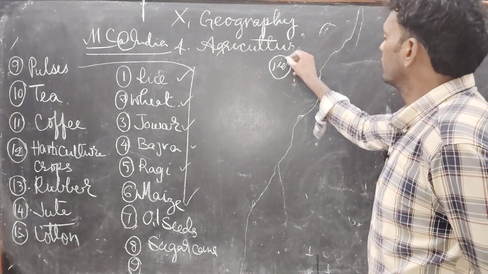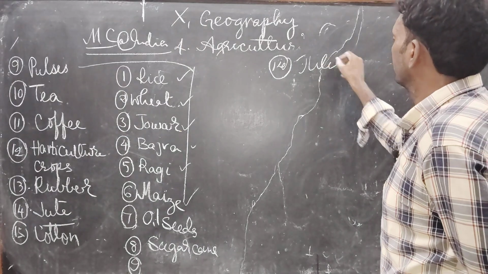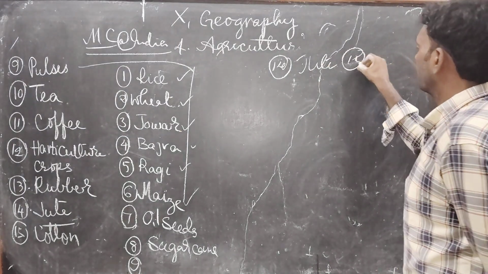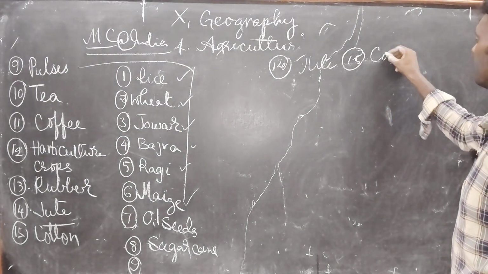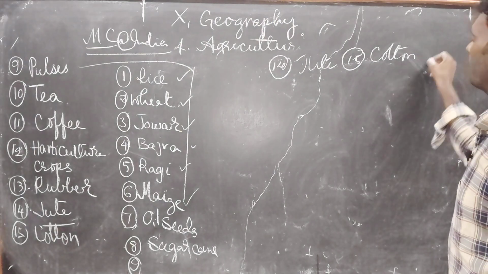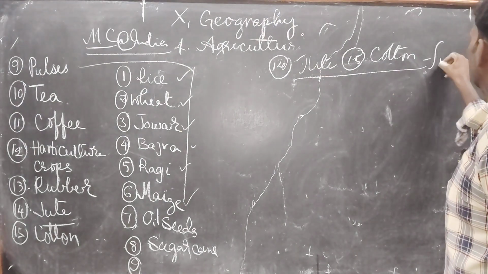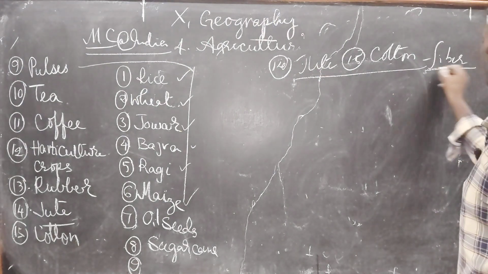14. Jute and one more thing. What is it? Cotton. These are the fiber crops. Fiber. What are the uses of fiber?